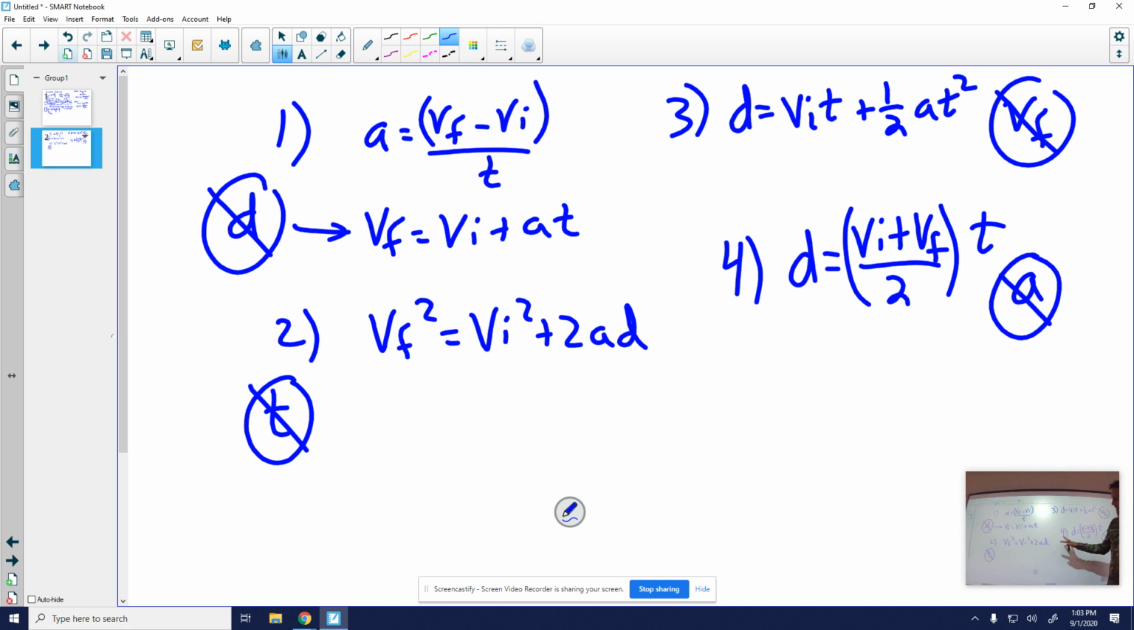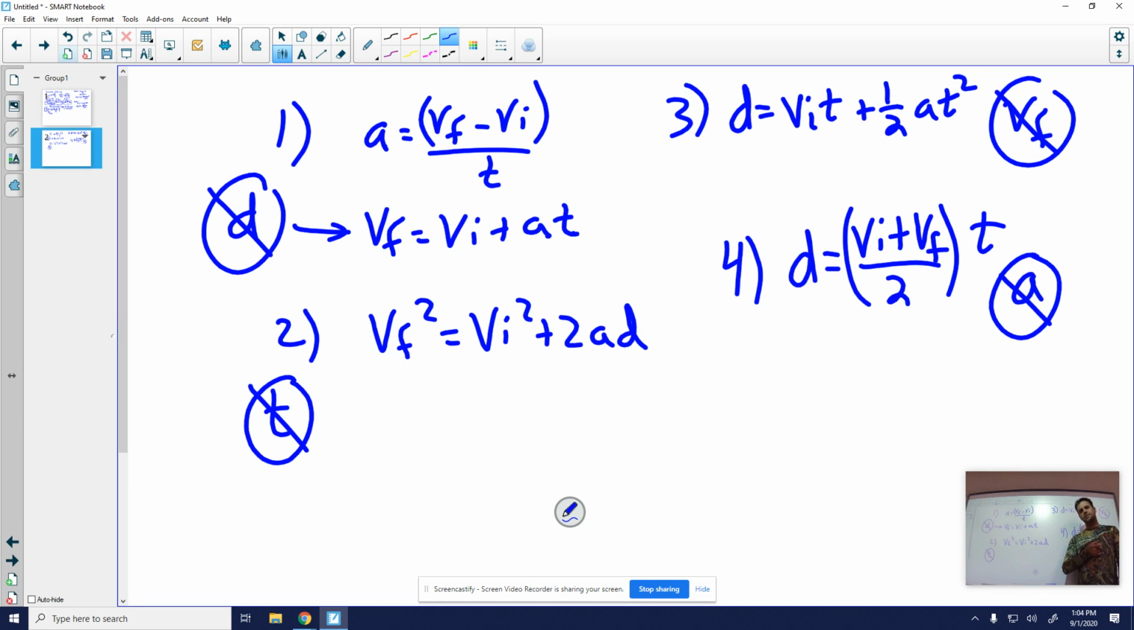But to work any of these equations, you can only have one unknown. So if you know 3 things like T, A, and VI, you can find VF. As long as you know 3 things, you can find the 4th one. So why am I saying all this? Because whenever you get a problem in this class, they're not going to give you 4 things. They're probably going to give you 3 things. And then you have to pick the right equation. Do I pick number 1, number 2, number 3, or number 4?